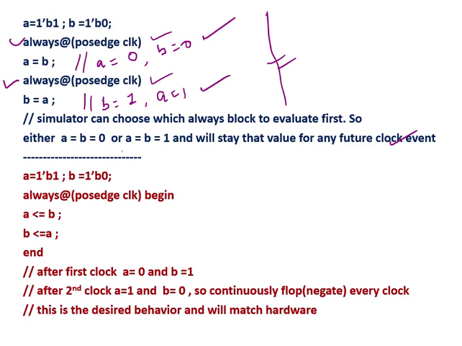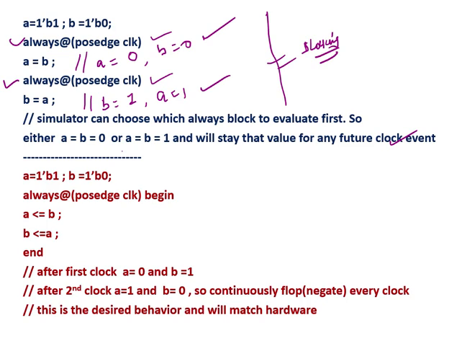So the next one is a equal to 1, b equal to 0, always at the positive edge of clock, begin. This is also a blocking statement, right? This one is also blocking, and this one is non-blocking. a equal to b, b equal to a. For blocking and non-blocking we use the same equal to in reading, there is no different way to read a non-blocking assignment. So a equal to b and b equal to a.